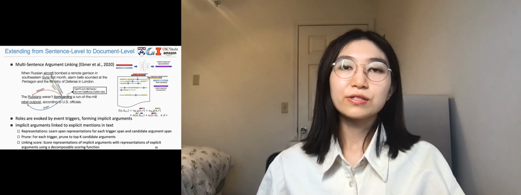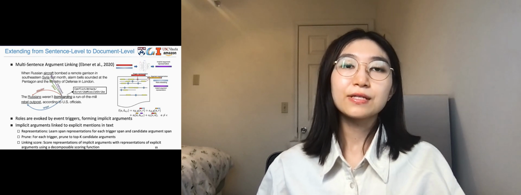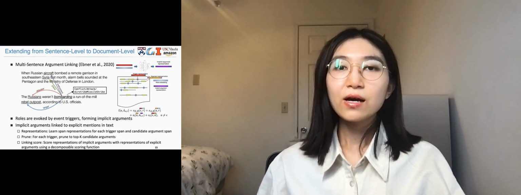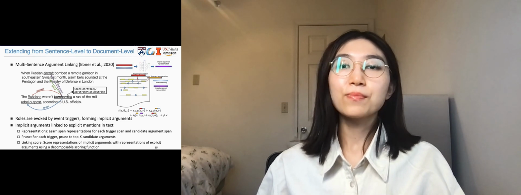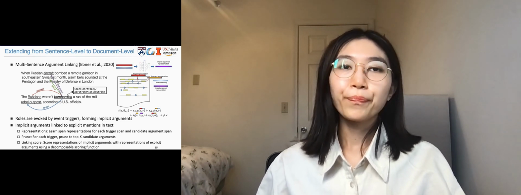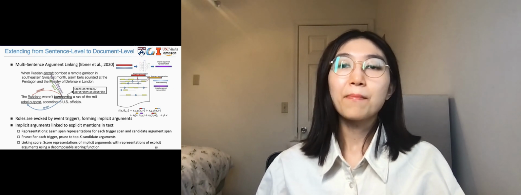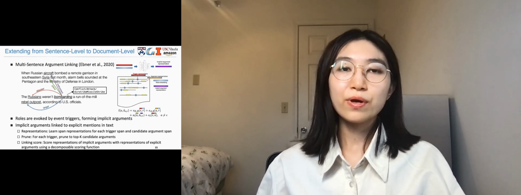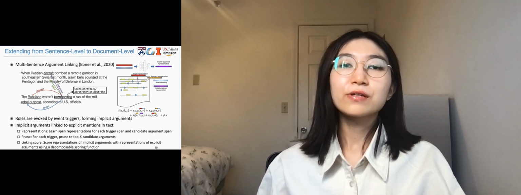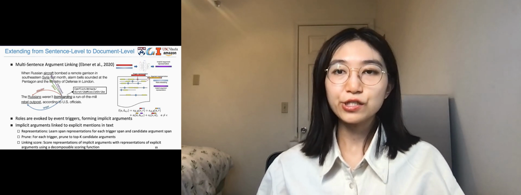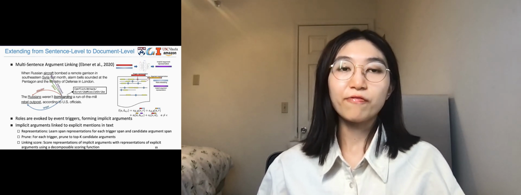Sentence-level IE ignores the arguments from other sentences. So recently, there are works extending sentence-level IE to document-level IE. The basic idea is to link the argument roles to the text dimensions. The linking is also based on contextualized embeddings. To get the embedding representing argument roles, the trigger embedding and role embedding are combined as the implicit argument embedding. Then for this trigger, the embedding is further compared with the text argument representation using a linking score function.